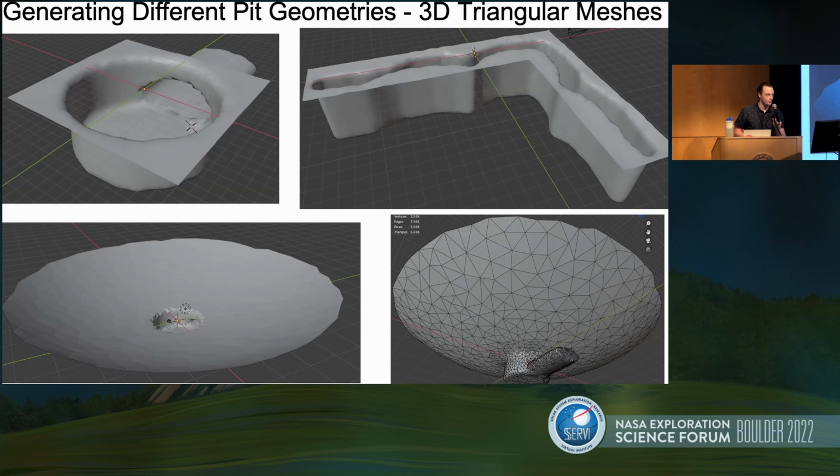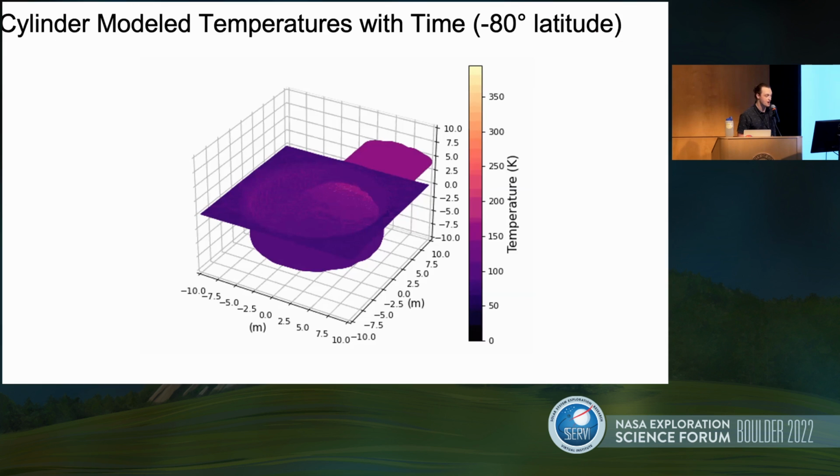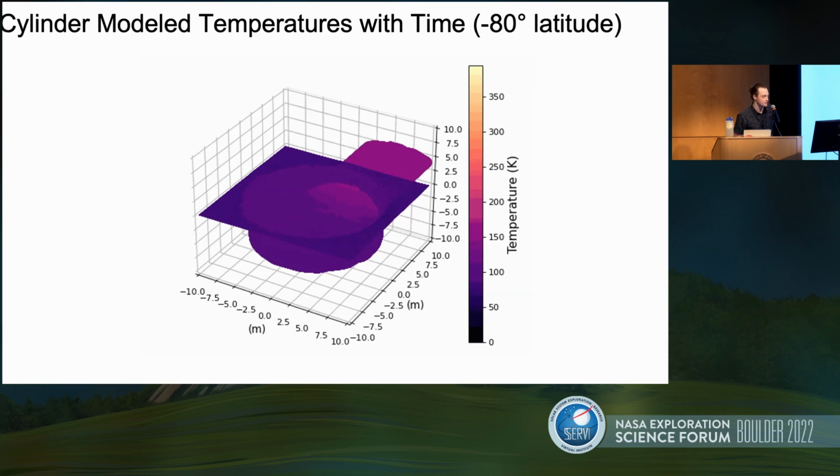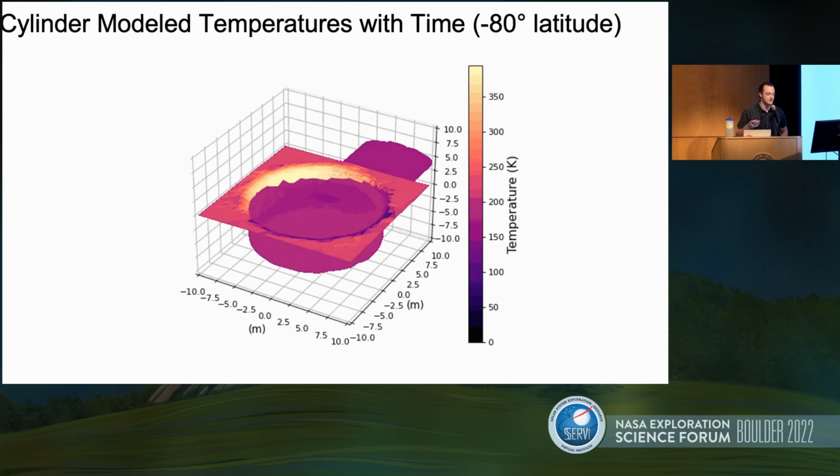I can show you what this model outputs now. These are some model results, and this is the cylindrical pit with a cave over the course of a lunar day. You can see the sun rises. The hottest facets are the ones that are seeing direct sunlight. Because this is at such a high latitude, most of this feature stays shadowed the whole time.